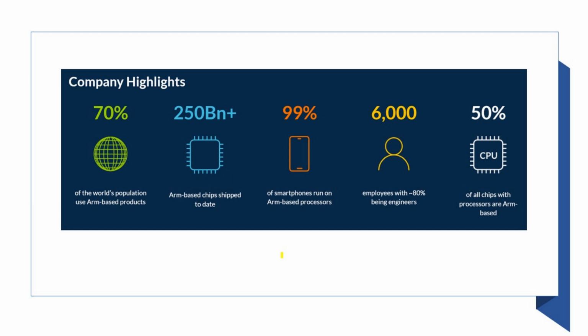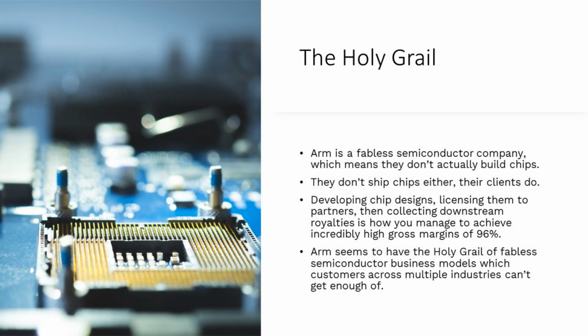99% of smartphones run on ARM-based processors, and 50% of all CPU chips with processors are ARM-based. So this company has what could be best described as the Holy Grail. They're a fabless semiconductor. That means they don't actually build chips, and they don't ship chips either. Their clients do. They develop chip designs, license them to partners, then collect downstream royalties in addition to licensing fees. That's how they can manage to achieve that incredibly high gross margin.